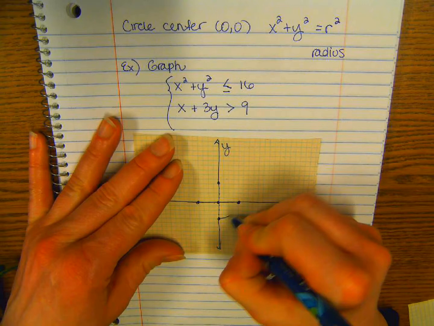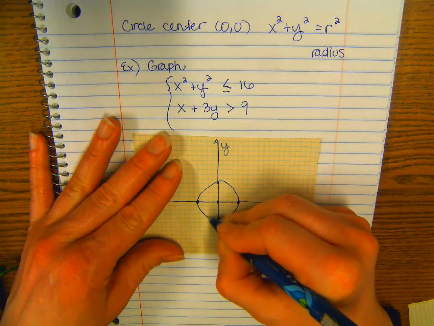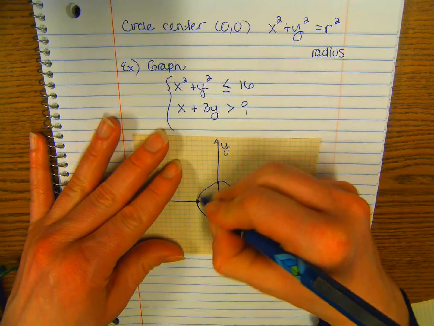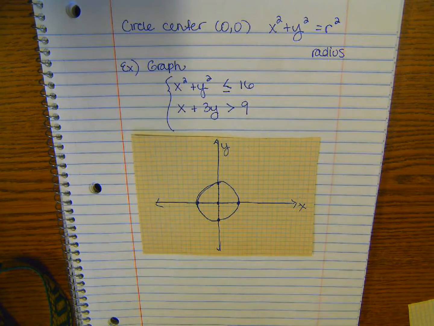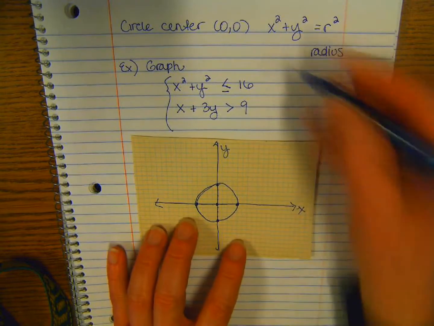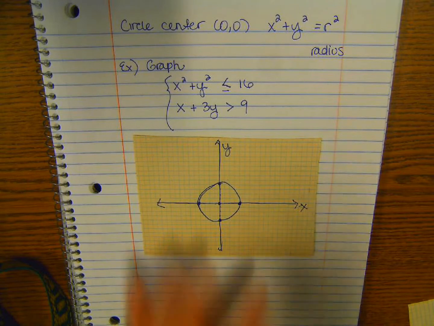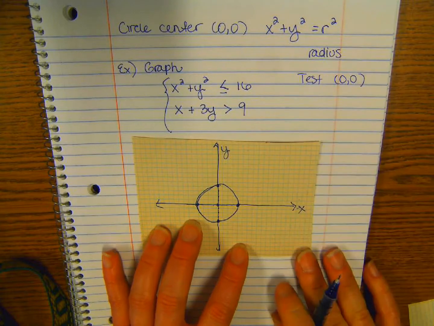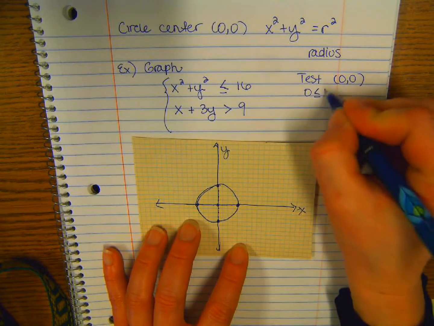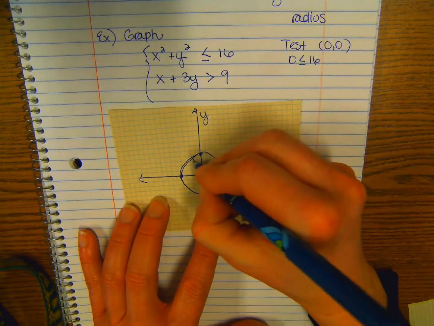Oh boy. Oh, I was doing so good. Right there. Okay, so this is the circle. All right. So let's test. So on a circle, the solution's going to be on the interior of the circle or the exterior. We test 0, 0. And we get 0 is less than or equal to 16. So this is on the inside.